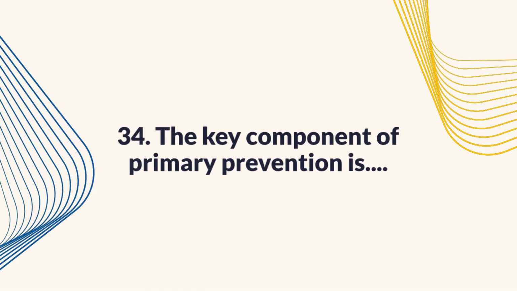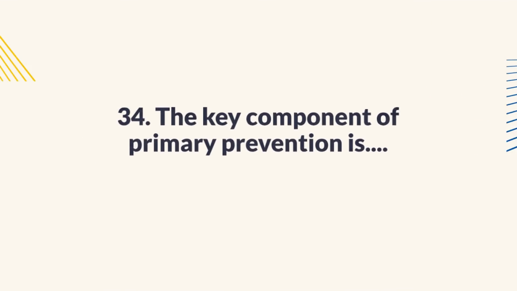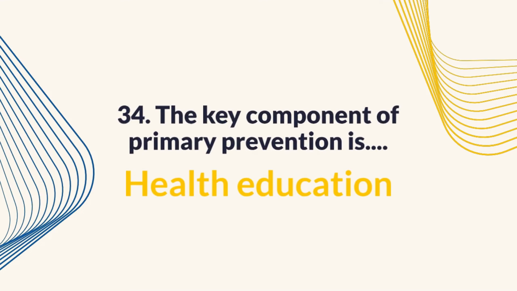34. The key component of primary prevention is. Answer is health education. Let's keep it simple. Primary prevention is all about stopping health problems before they even start. And one of the best ways to do that is by educating people, teaching them about healthy habits, like eating well and exercising, so they can avoid getting sick in the first place.